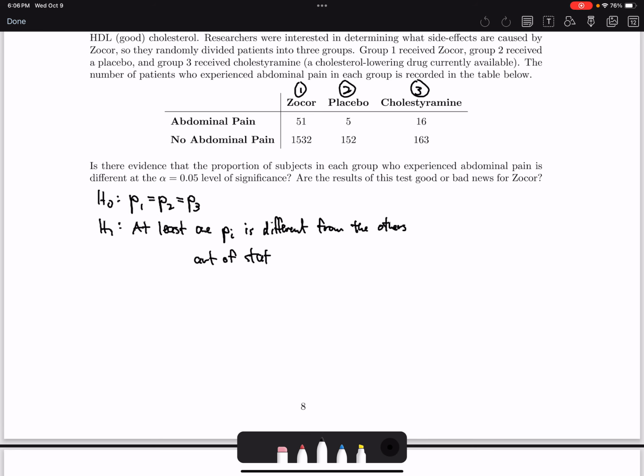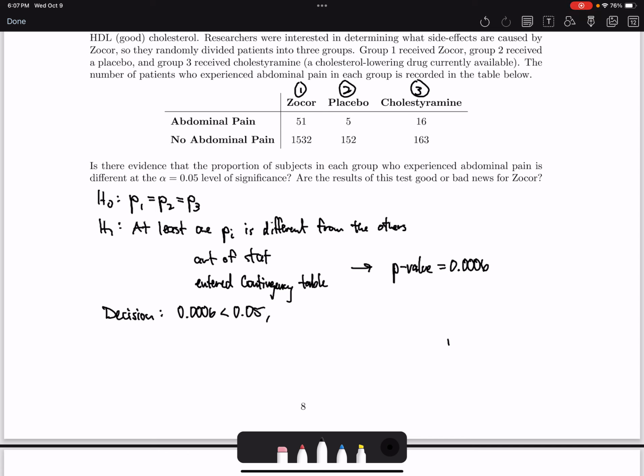Okay, so as far as work to show, we went to Art of Stat, we entered the contingency table, and we got a p-value of 0.0006. That's very small. It's less than 0.05. So we reject the null.